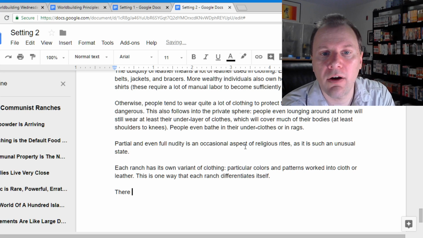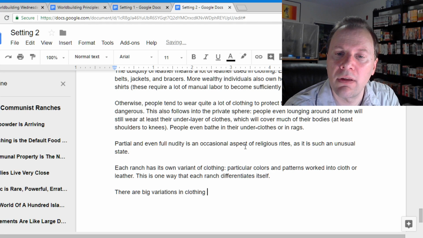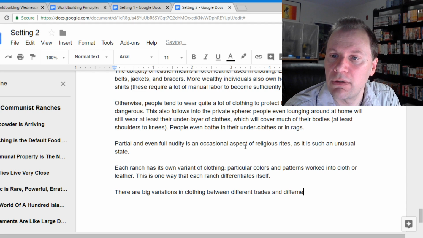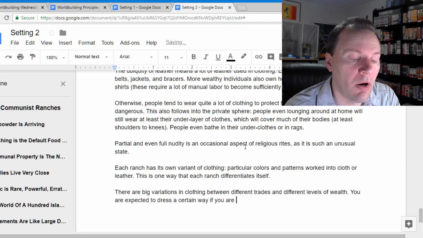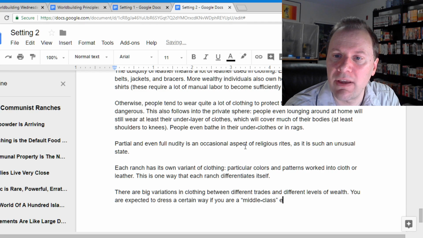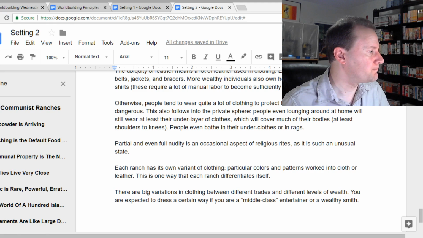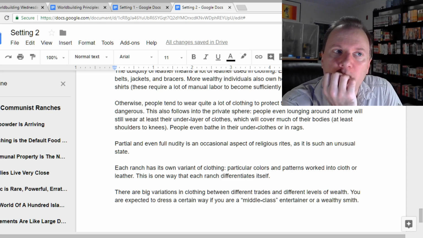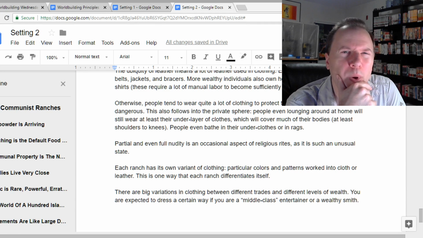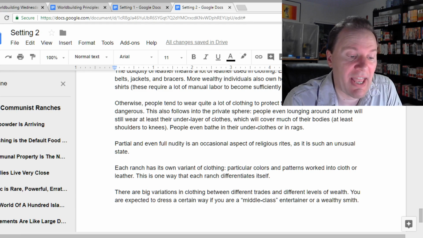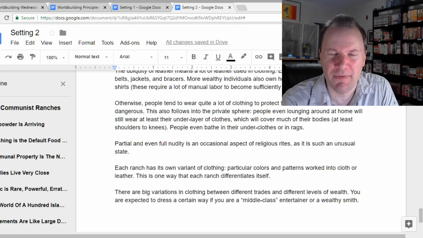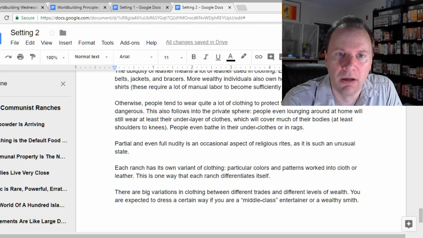We'll say there are big variations in clothing between different trades and different levels of wealth. You are expected to dress a certain way if you are a middle class entertainer or a wealthy smith, right? That makes sense. So clothes make the man, and if you're not wearing what you're supposed to be wearing, people will be very suspicious of you and very confused. It's not a full uniform you're expected to wear, but there will be some very specific characteristics of each kind of trade and such.